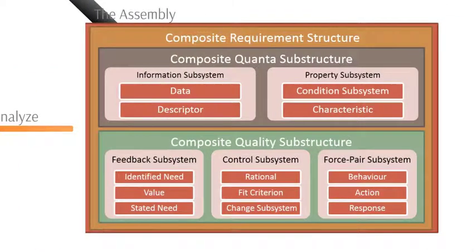And this is our assembly superstructure, or composite requirement superstructure. When we're assembling a requirement, there are many things we must ask ourselves. We're going to go through each of these independently later on, but I just wanted to give you a quick introduction. We've got data, descriptors for data, conditions, characteristics, value, rationale, fit criteria.